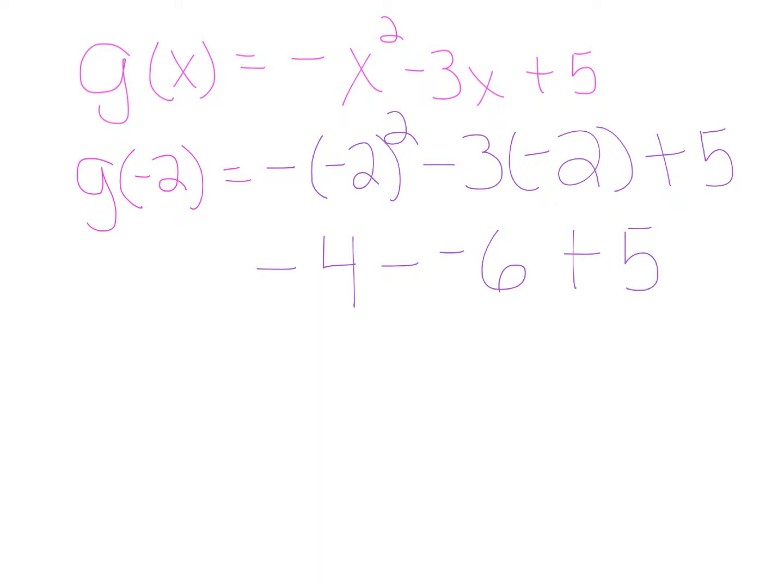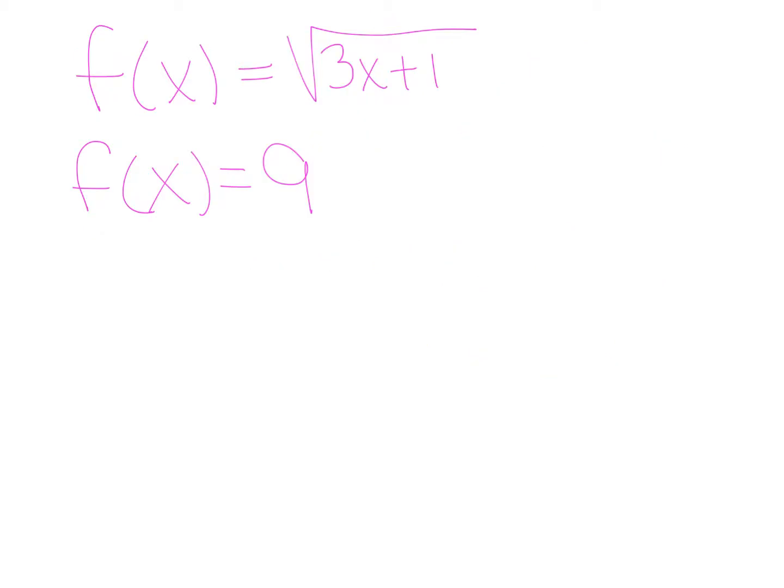So between the 4 and the negative 6, I have a negative and a minus, which become positive. So negative 4 plus 6 gives me positive 2. Positive 2 plus 5 gives me 7. So that's how you evaluate a function for a given value.